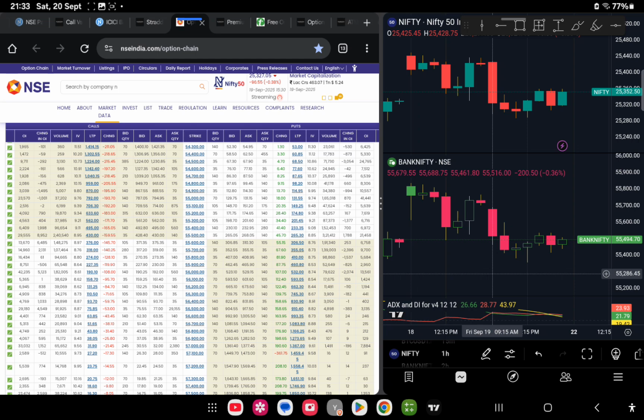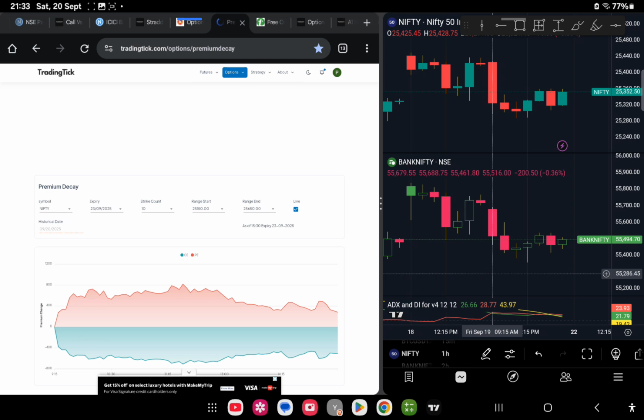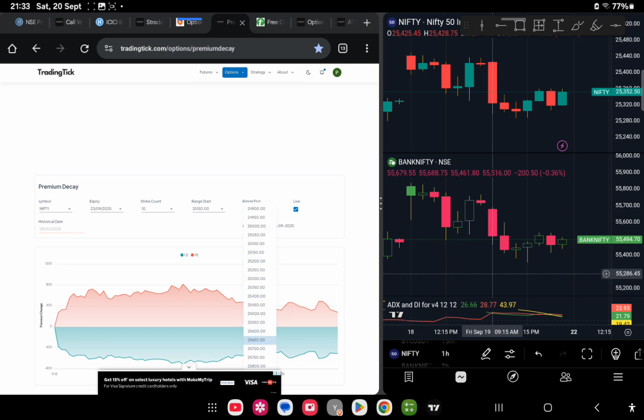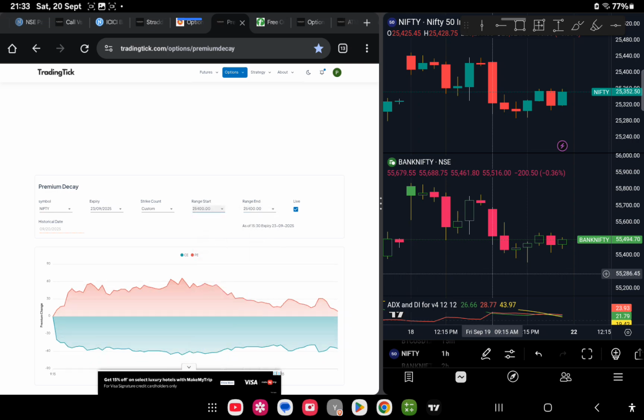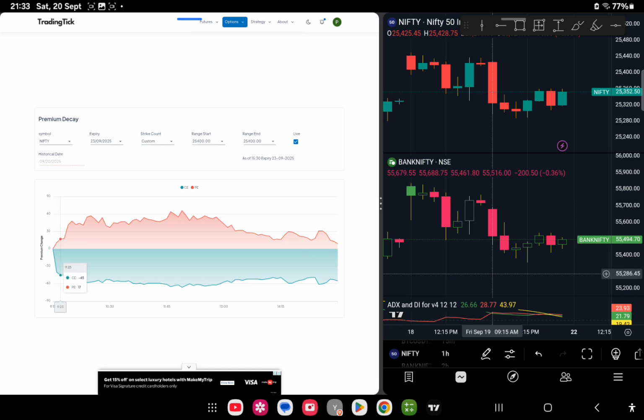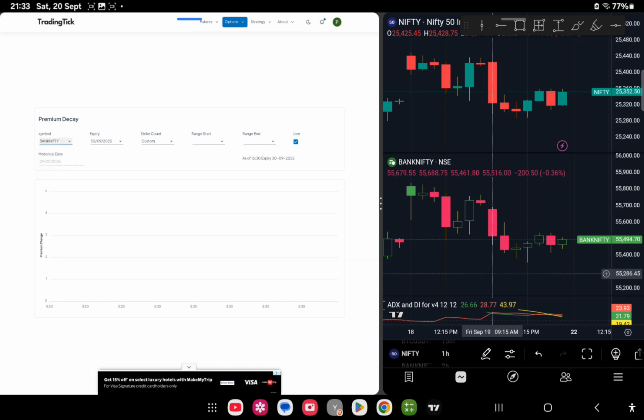Okay, we'll move on. We'll check for the premium. So this is from the trading tech website. I'm going to take Nifty 400 for both the strikes, 400, and here also I'm going to take 400. So you could see from the very start sellers are on pace and buyers are trying to come in, but at the end sellers were winning here. We'll check for Bank Nifty.